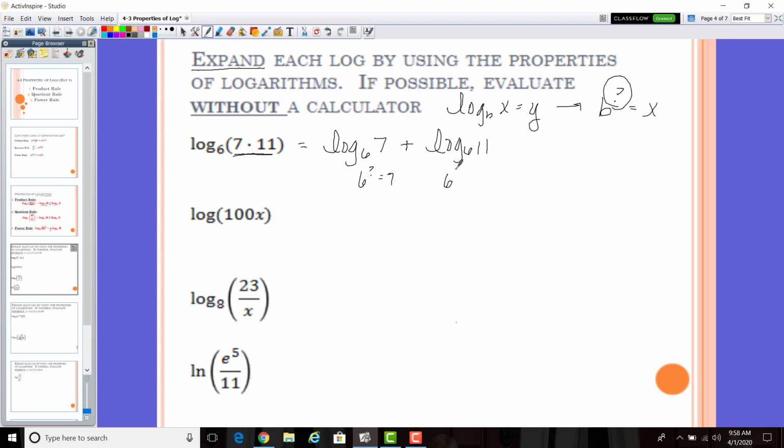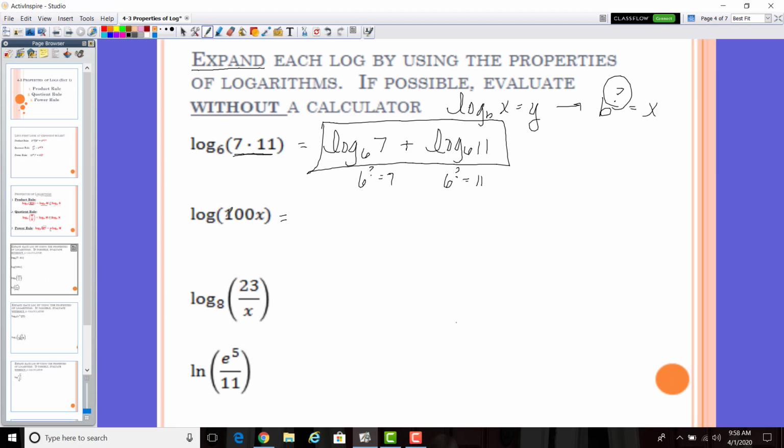Over here, does the base 6 to any power equal 11? Again, that answer is no, so we can't evaluate that log without a calculator. So this is our expanded version. 7 is a number. There's no power we can move in front. There's no other product there. There's no quotient, and same with this log.